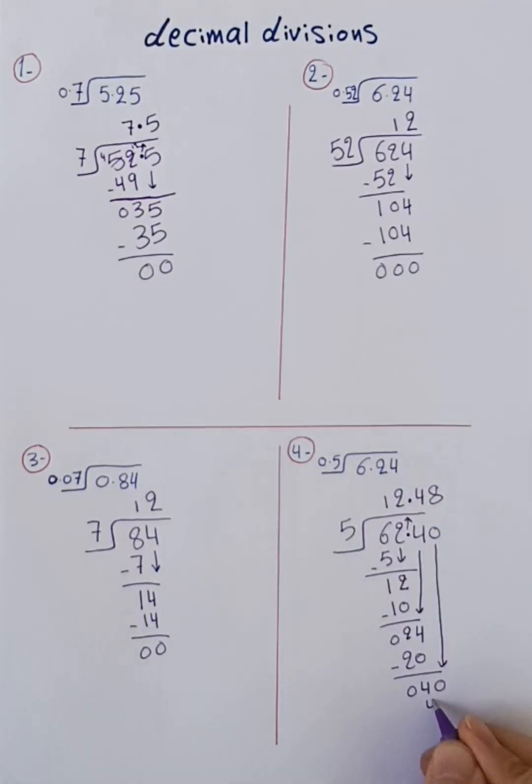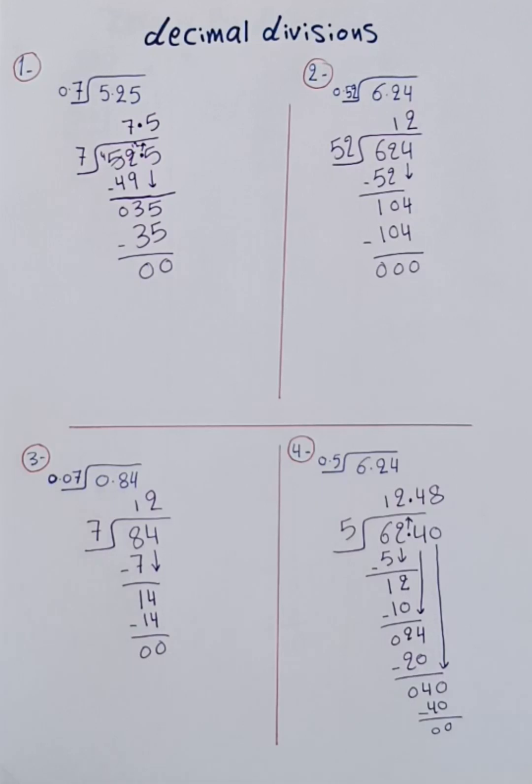8 times 5 is 40. 0 minus 0 is 0. 4 minus 4 is 0. So the quotient is 12 and 48 hundredth.